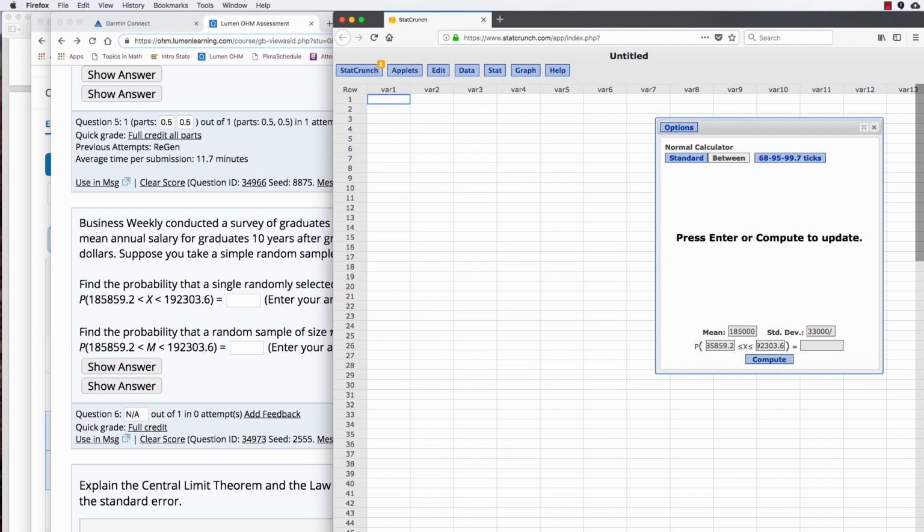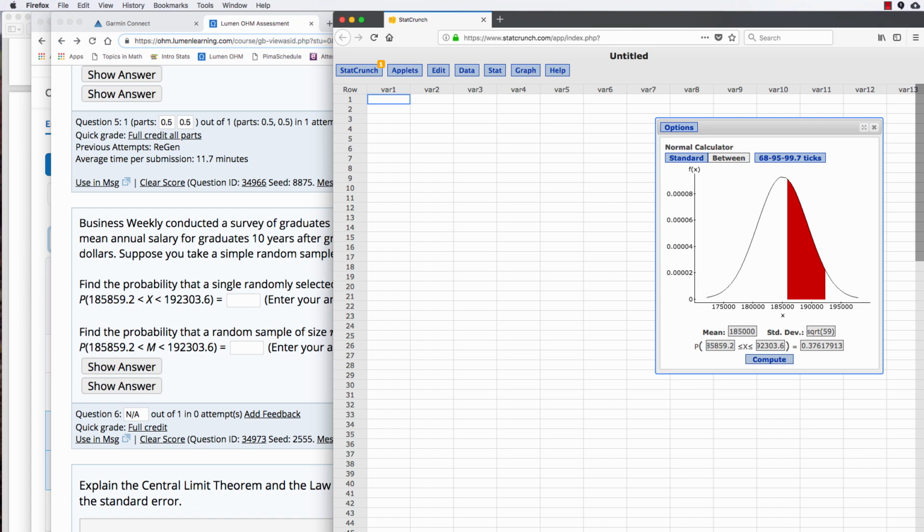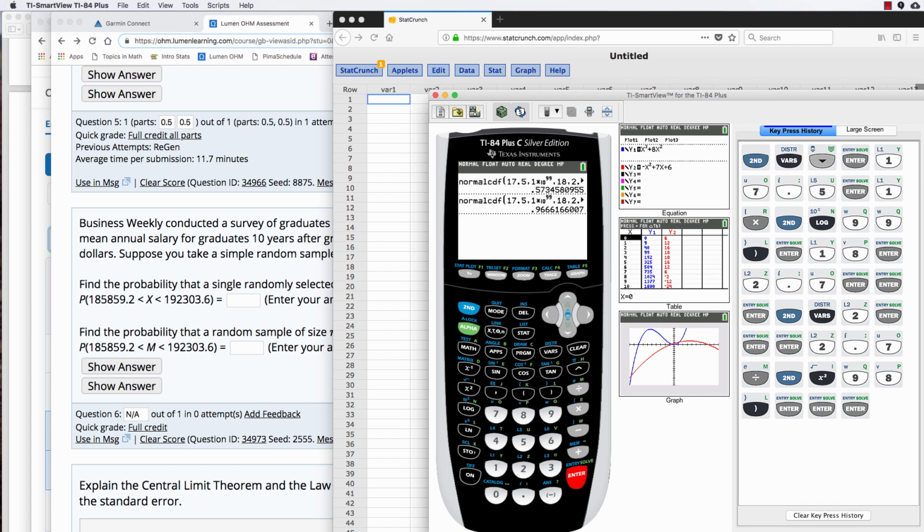and we divide it by the square root of 59 and compute, and we see the probability area is larger, 0.376179113. Now let's try that on the graphing calculator.